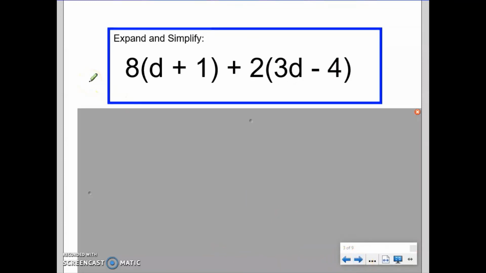Here's a question for you to have a go at. So if you pause the video here, I'd like you to expand each set of single brackets and then collect your like terms together.